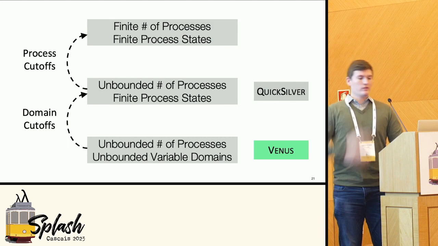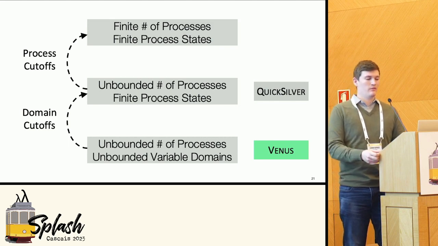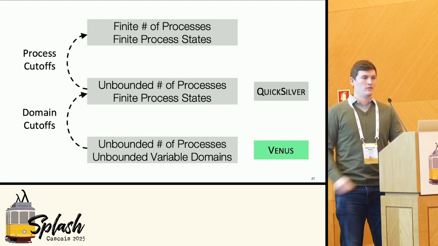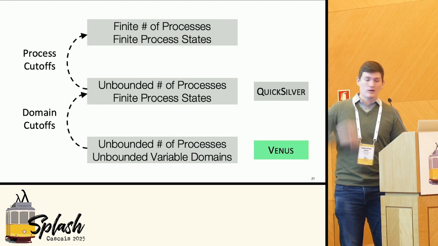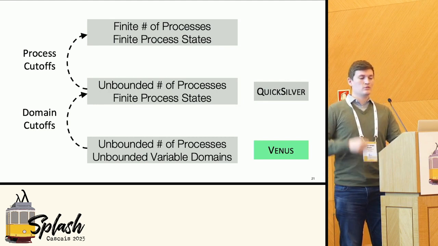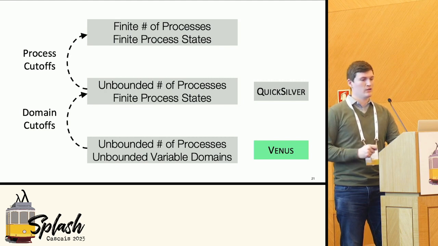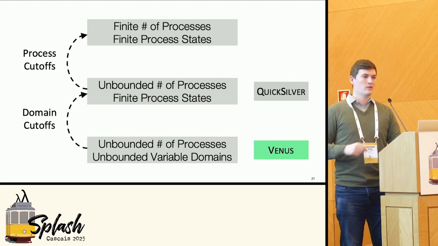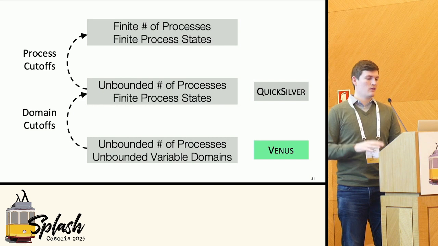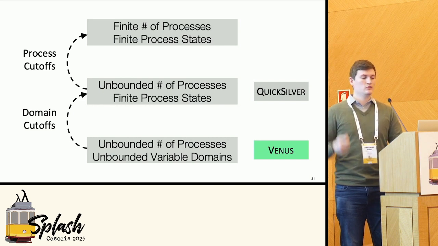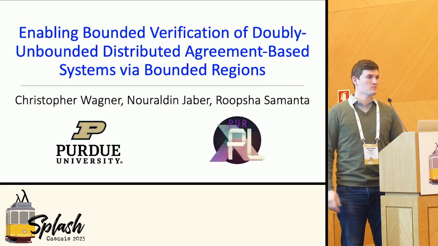So I hope I've convinced you that by some variable domain reduction with existing process cutoff reduction, Venus is able to efficiently verify some doubly unbounded distributed agreement-based systems. And going forward, we're actively working on using these techniques to enable automated verification for progressively more general classes of systems. Thanks for your time and attention.